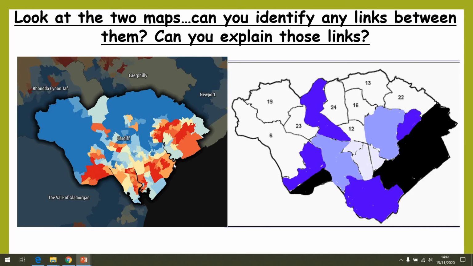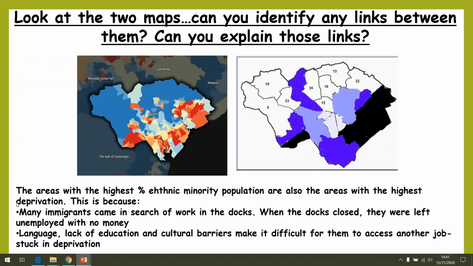So there's clearly a link here between, if you're from an ethnic minority background, if you are an immigrant, you're poor. You are more deprived. Why might this be? What tends to happen is everyone came into Britain, into Cardiff, in search of jobs. And when the docks shut down, because of the way that ethnic minority communities tend to group together, lack of education, lack of skills, and lack of language meant that when the docks shut down, they were unable to access any of the other jobs on offer in any of the other sectors. And so they became stuck in the unemployment category, in the most deprived category.